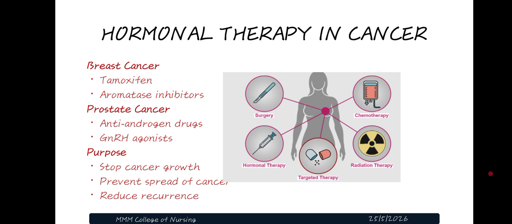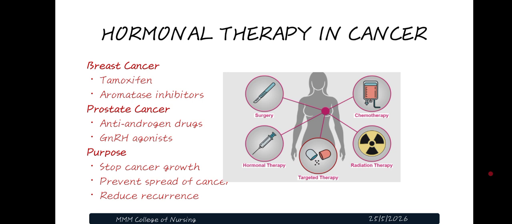Coming to hormonal therapy in cancer. Breast cancer: tamoxifen, aromatase inhibitors. Coming to the prostate cancer: anti-androgen drugs, GnRH agonist and antagonist. And purposes are stop cancer growth, prevent spread of cancer, and reduce recurrences. So some cancers depend on hormones for growth.